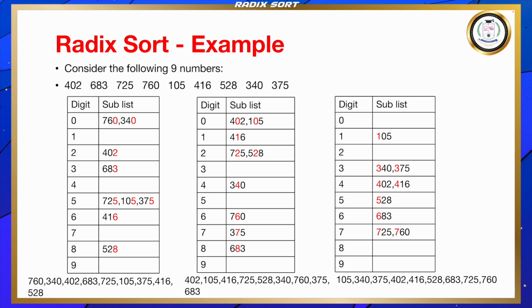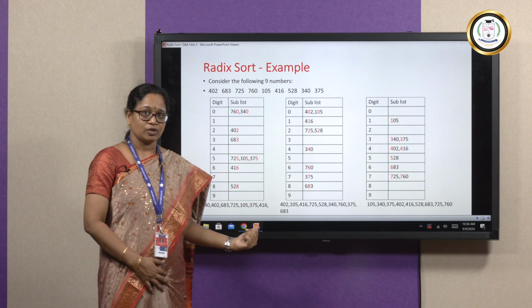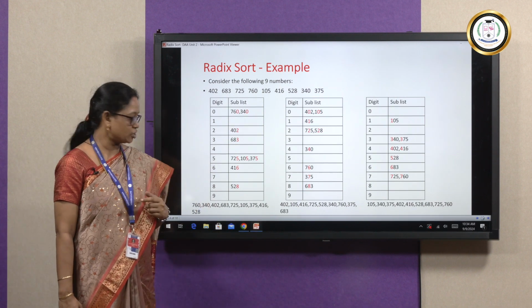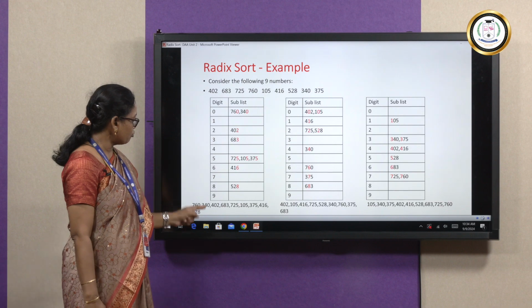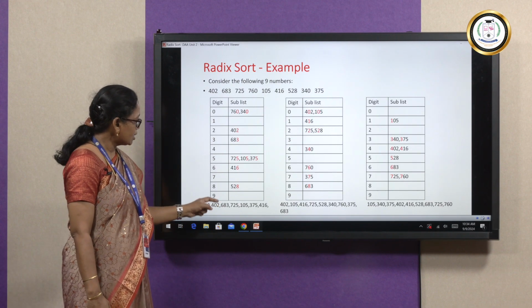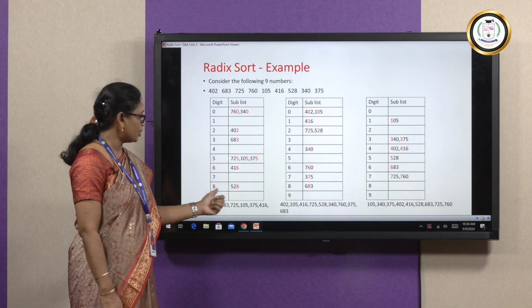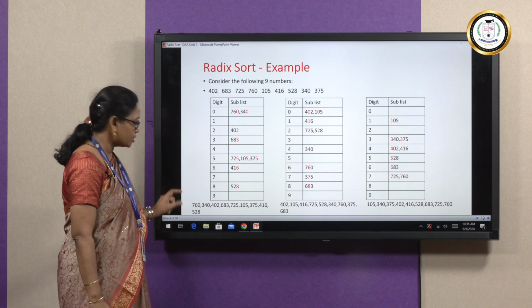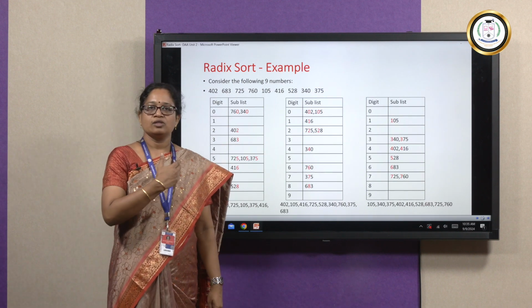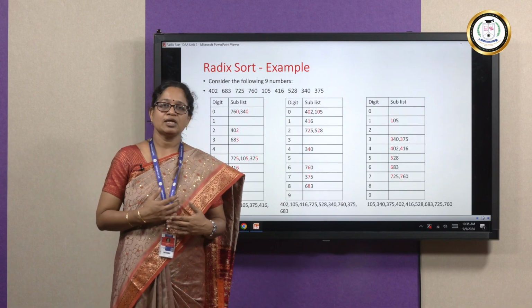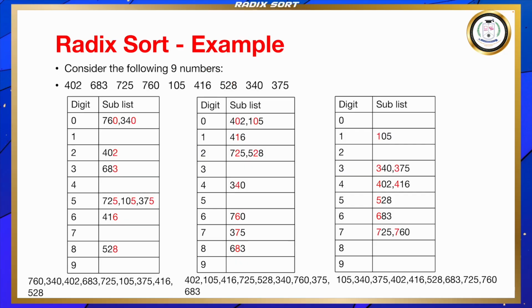Finally we obtain the numbers as 760 and 340 in the 0th position, and next comes the number 402, then 683, then 725, 105 and 375 in position 5, and 416 in location 6 and 528 in location 8. So we write the numbers. This is the first phase. The first phase gets over and we write the sorted numbers like this.